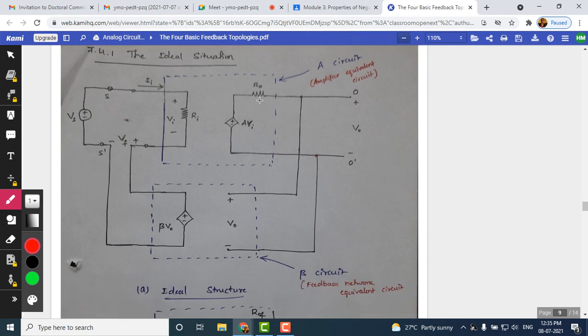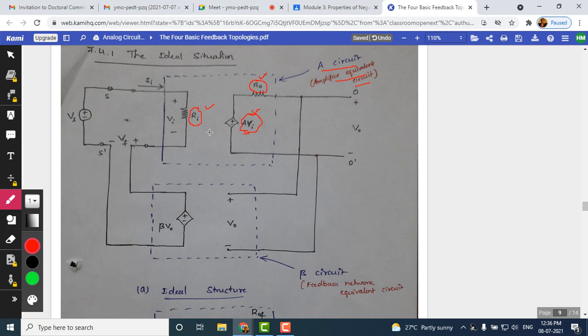Look at here. Instead of writing the complete basic voltage amplifier, what we have shown here is an equivalent circuit of the amplifier, called the A circuit, the amplifier equivalent circuit. We know the components of the amplifier equivalent circuit: it comprises an input resistance, a voltage source, and an output resistance. These three elements represent the equivalent circuit for the amplifier, the A circuit. There is a beta circuit also below, which you can see here.